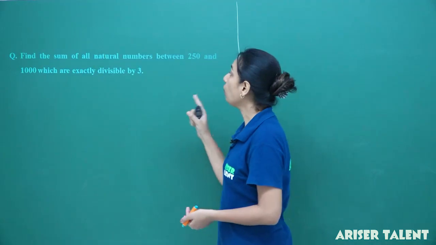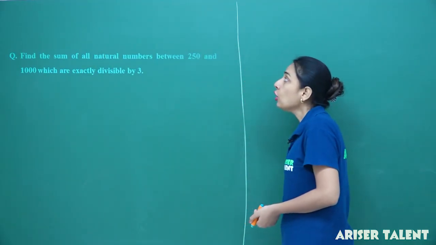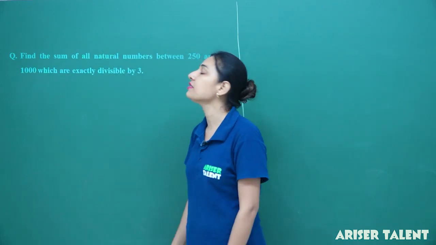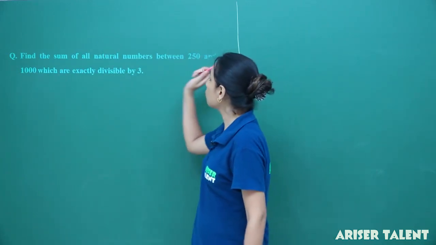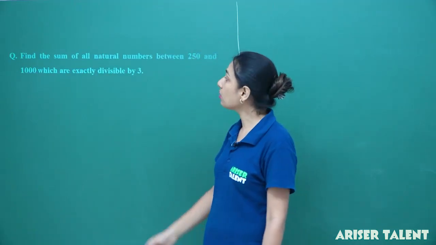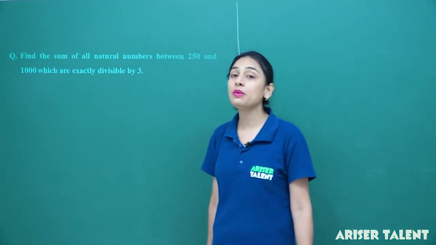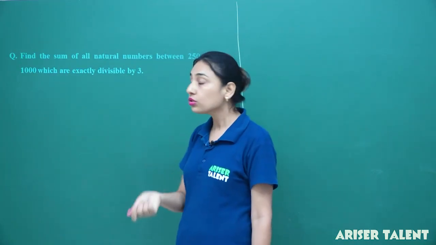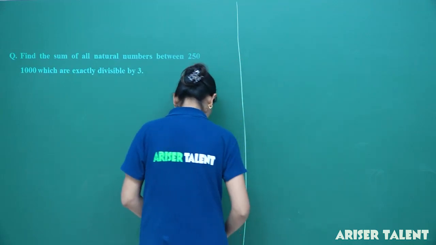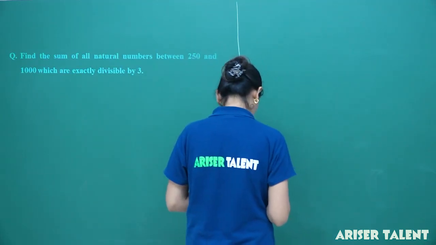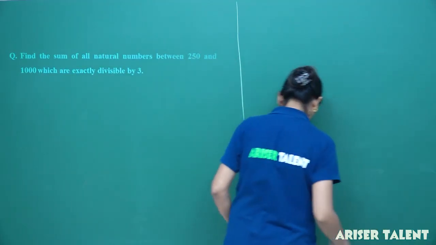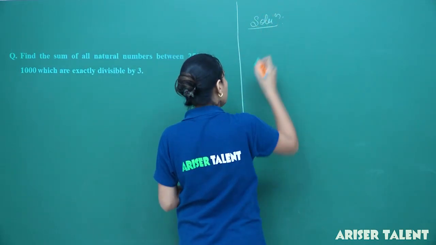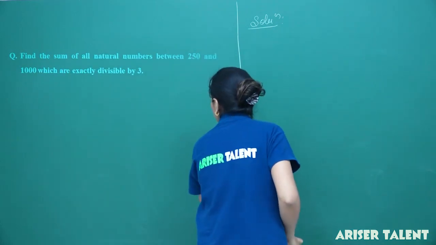Find the sum of all natural numbers between 250 and 1000 which are exactly divisible by 3. It's not just 250 and 1000, it is also which is exactly divisible by 3. So, it's giving you a hint of something. Okay, so what is this hint? Let's find out. The solution is here.